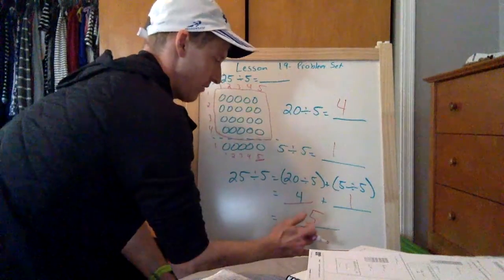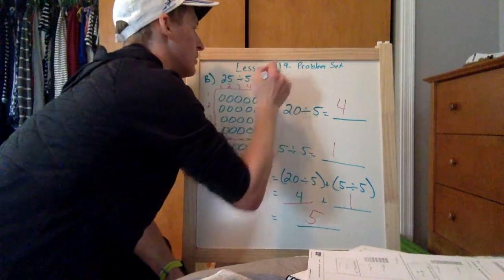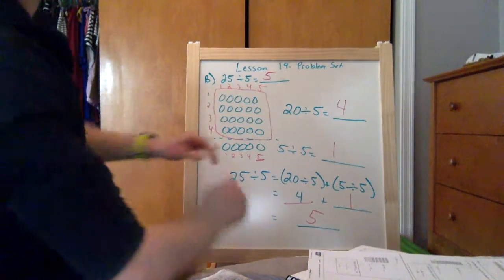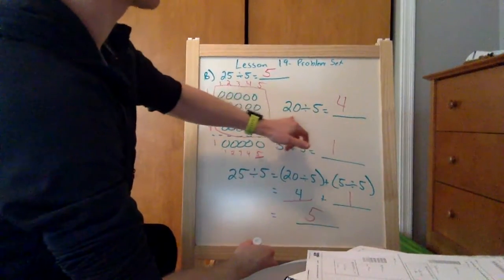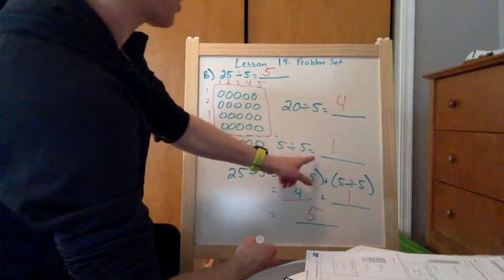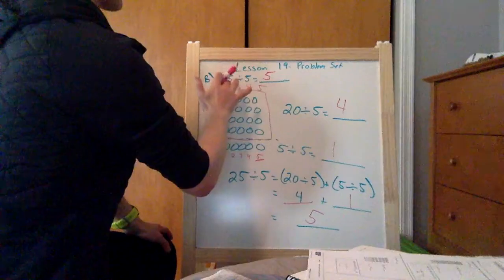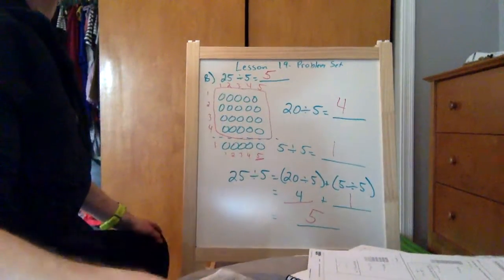25 divided by 5 equals 5. We could check it. 4 times 5 equals 20. Yep. 1 times 5 equals 5. Yep. 5 times 5 equals 25. Got it.